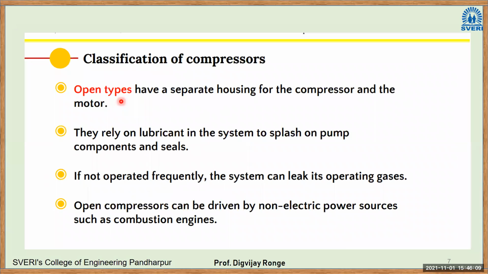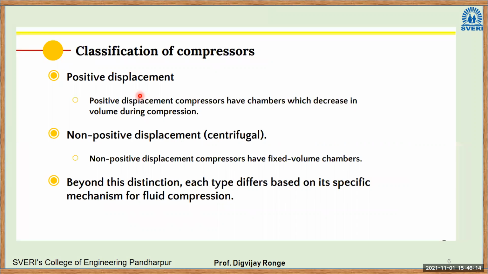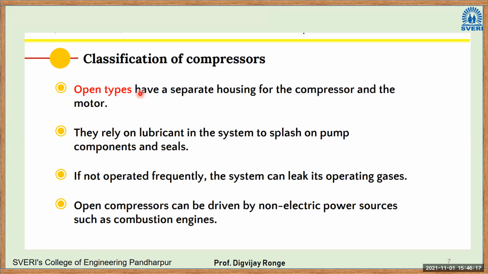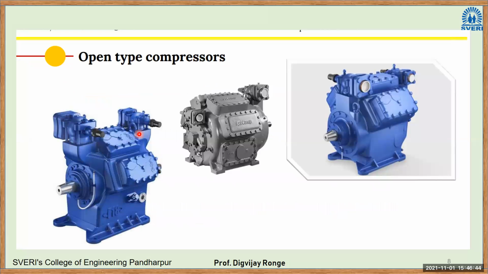So open type. Open type means the non-positive displacement compressors, also called open type. Open types have a separate housing for the compressor and the motor. They rely on the lubricant in the system to splash onto the pump and components. If not operated frequently, the system can leak its operating gases. So all these open type or non-positive compressors have to be operated continuously. Open compressors can be driven by non-electric power sources such as combustion engines. These are the open type of compressors, right?